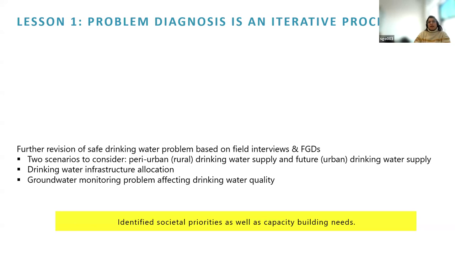And so even though this problem diagnosis can be iterative and take a lot of time, it is helpful because it identifies not just societal priorities, but also, in our project, helps us identify capacity building needs. We could reflect on the fact that the community has this problem, but what they're actually lacking is an understanding of what institutions play an important role in the problem, or how to negotiate the solutions that they are considering. So then I could also adapt my research accordingly to provide those kinds of inputs into the capacity building process.